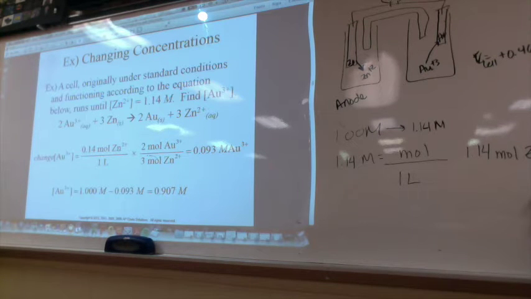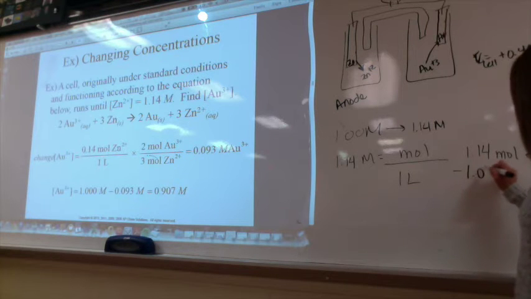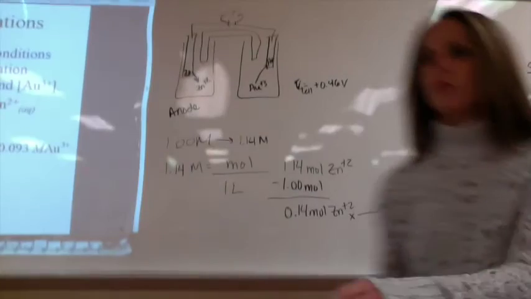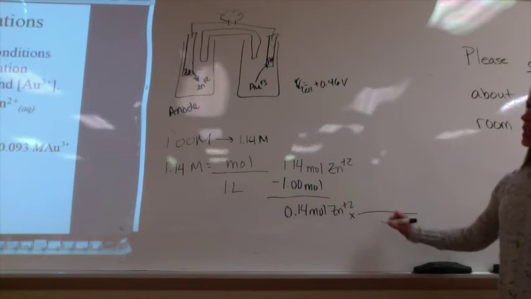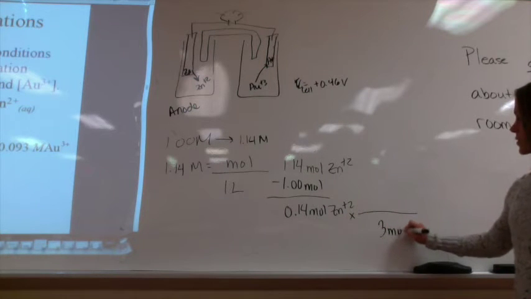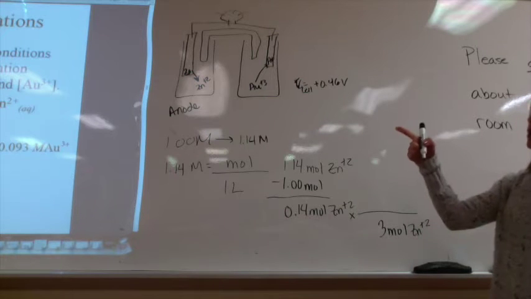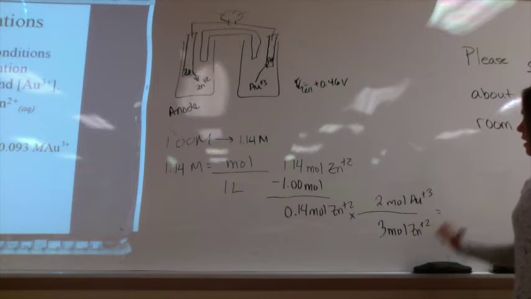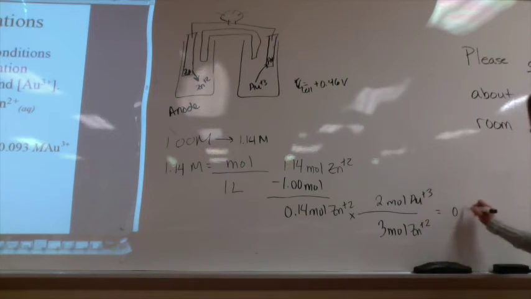So I'm going to start this problem with how many moles did this actually increase by? 0.14, right? Because this is minus 0.100 moles. This is what I started with. So I have 0.14 moles of zinc being made. So how many get used then is just dimensional analysis. So then I look at my balanced chemical equation and I find the zinc and it says 3 moles of Zn plus 2 are going to go to gold, 2 moles of Au plus 3. So you solve for that and you get 0.093 moles of Au plus 3.